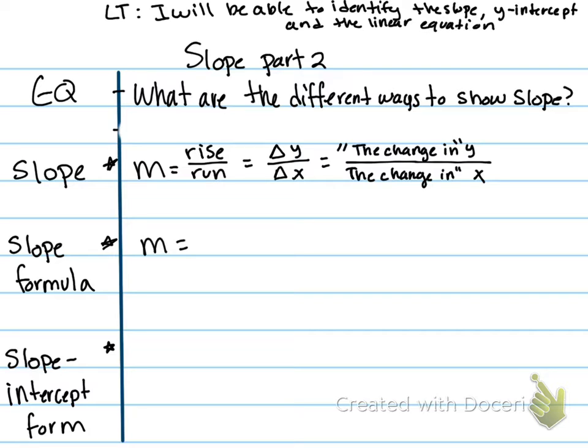So for today, we're actually going to look at the slope formula, which will be m is equal to y2 minus y1 over x2 minus x1. And we'll talk about that here in a minute. And the slope-intercept form is going to be this: y equals mx plus b. Okay, so these are the main things that we're going to talk about today.